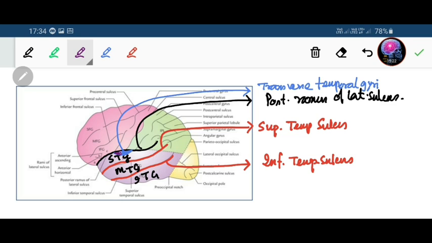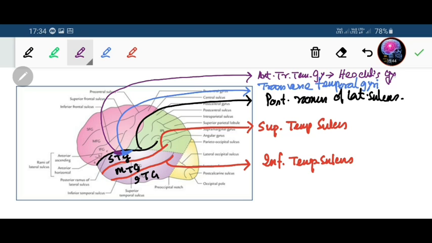The anterior transverse temporal gyrus is called Heschl's gyrus.